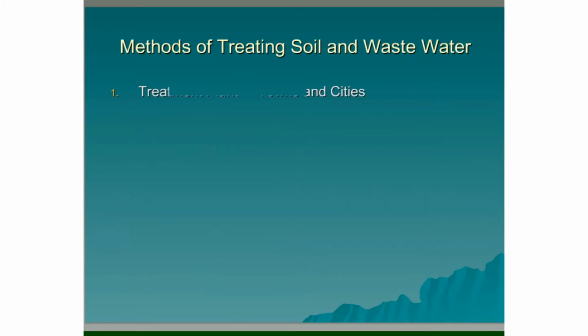Methods of treating soil and wastewater. The first method is a treatment plant, and this is used in towns and cities. And the second method is a septic tank, and this is used in rural areas.